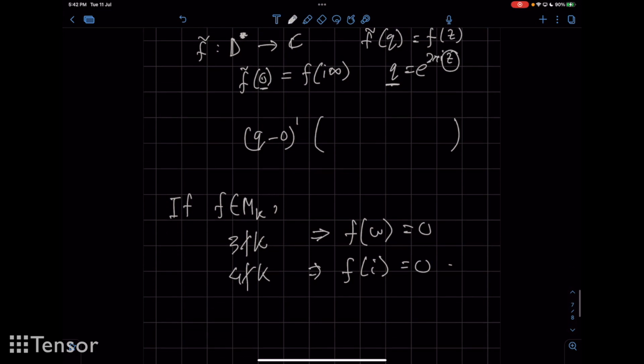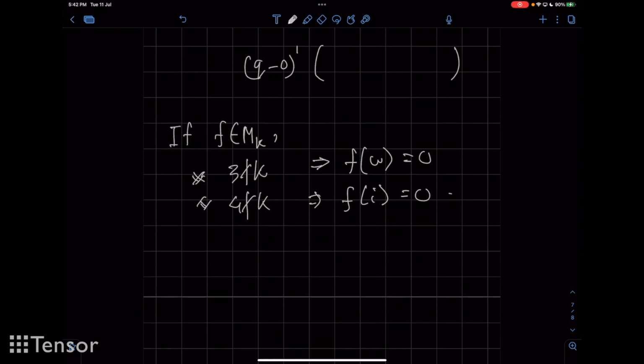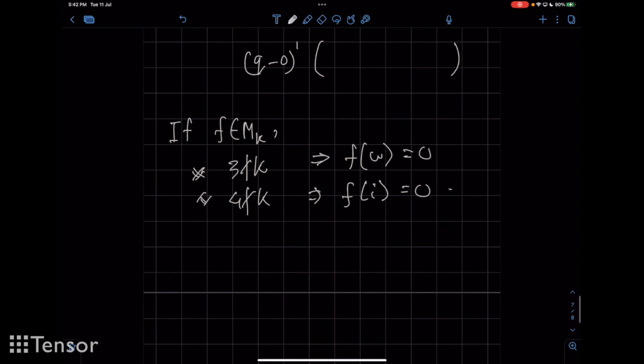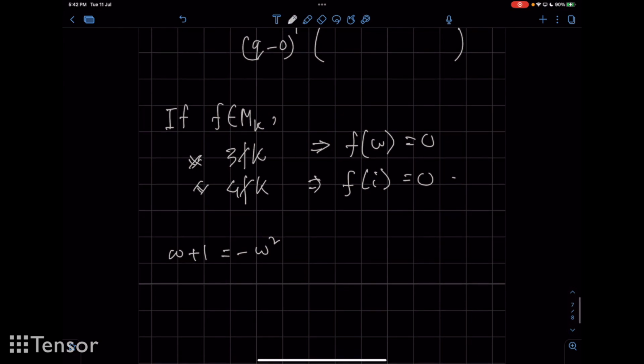Well, you can prove these two very easily. Suppose 3 does not divide k, and suppose omega is a cube root of unity. Then what is omega plus 1? Omega plus 1 is negative omega squared, right? And from the definition of modular forms, we know that f of omega plus 1 is equal to f of omega. Since omega plus 1 is negative omega squared, this is true.